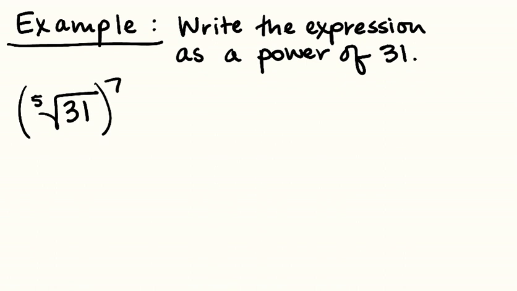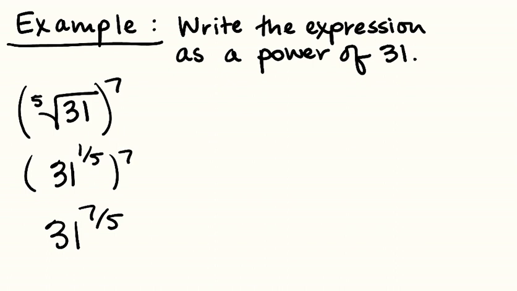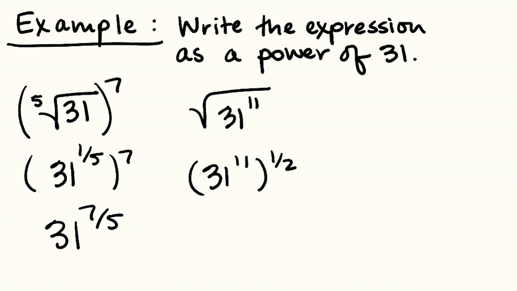Well, we know that the 5th root is the 1/5 power. So this is 31 to the 1/5, then taken to the 7th, and that's where I multiply the powers. So 7 times 1/5 is 7/5. Correct. All right. Then we've got maybe something like the square root of 31 to the 11th. Well, this is 31 to the 11th to the 1/2 power, because we know that the square root is the 1/2 power. Then I take 11 and multiply it by half, and I get 11 halves. Oh wait, 31 to the 11 halves.